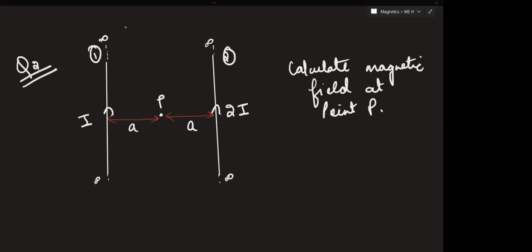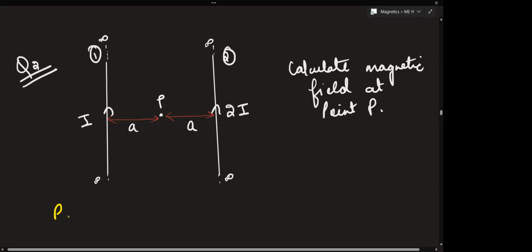See, nobody has sent me any answer. Did people try this part? Let's see magnetic field B1 for this conductor firstly. This is P point. This part you people will be able to do.